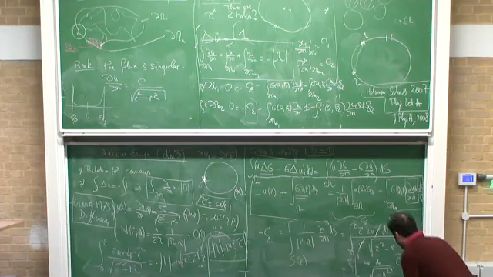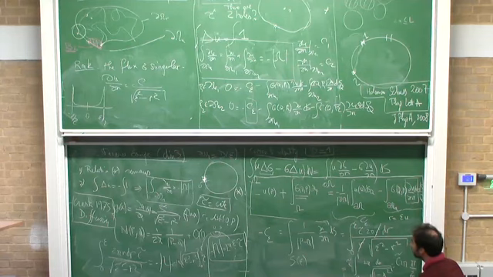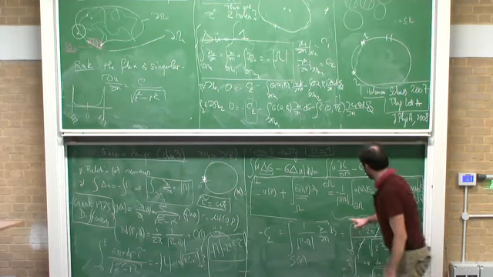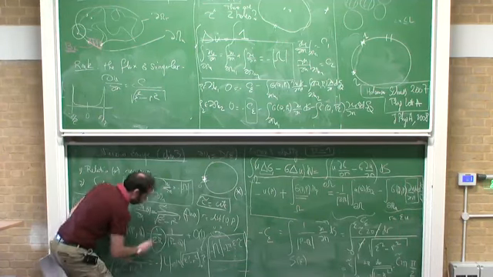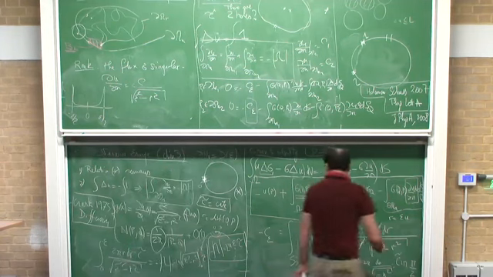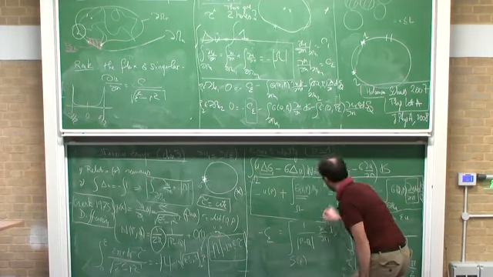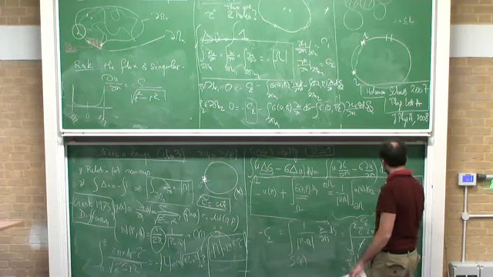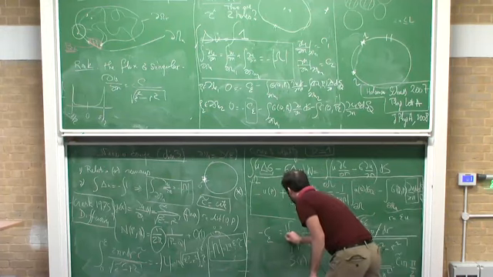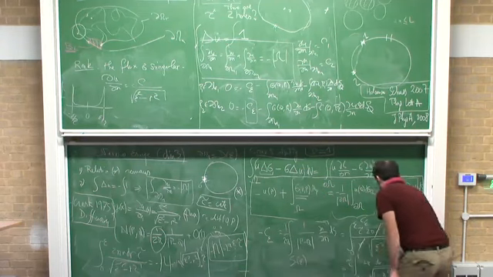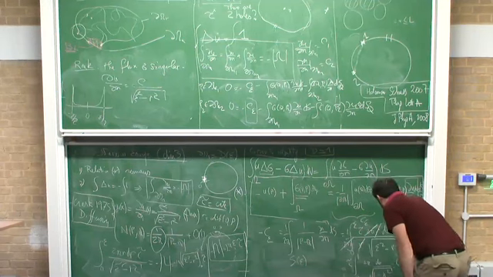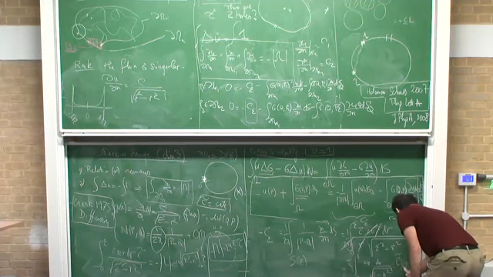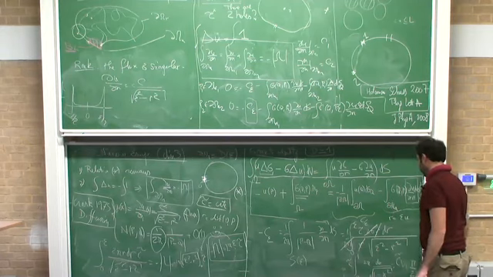Pi over 2. Wait, there is something wrong here, because this is incorrect. I'm sorry, I forgot the 2 pi here. Because this comes from here, I have to divide by 2 pi. So if I divide by 2 pi, the 2 pi goes away, pi goes away, and we get half pi divided by 2.